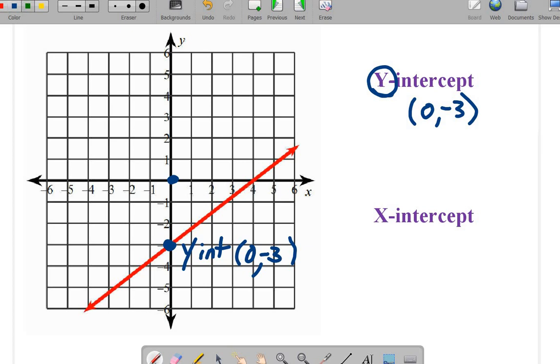The x-intercept is where the line crosses the x-axis. Put a dot there. And now let's do the coordinate. That's over 4 and up 0. So that's 4, 0. Y-intercept is where the line crosses the y-axis. X-intercept, it crosses the x-axis.